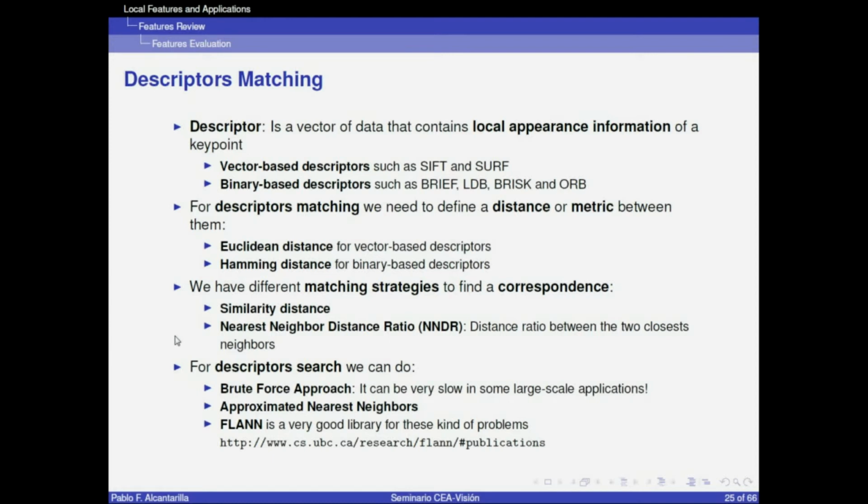Another strategy is using approximate nearest neighbor algorithms. In this case, we may lose several potentially good correspondences, but our approach will be much faster, and we will normally get very good results. For this kind of algorithm, I really recommend using the FLANN library because it's a very good library for these problems.